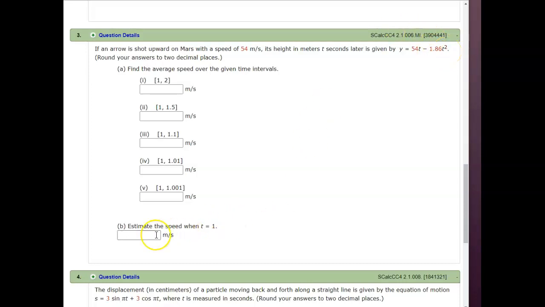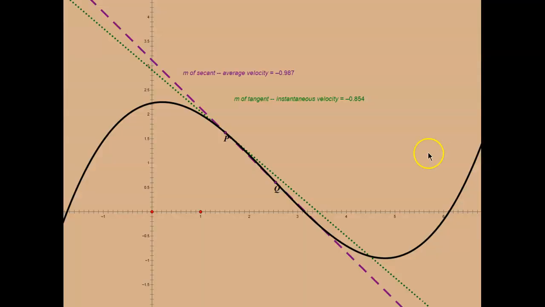Then they ask you to estimate the speed here when t equals 1, and I just showed you how to do that on your calculator. So you should be able to get an estimate either way. Notice that this is going from the right. It's above 1, so it's going 2, 1.5, 1.1, 1.01, 1.001. So if we were looking at a graph like this, the q would be from the right and working towards p. The numbers are above the x value for p.